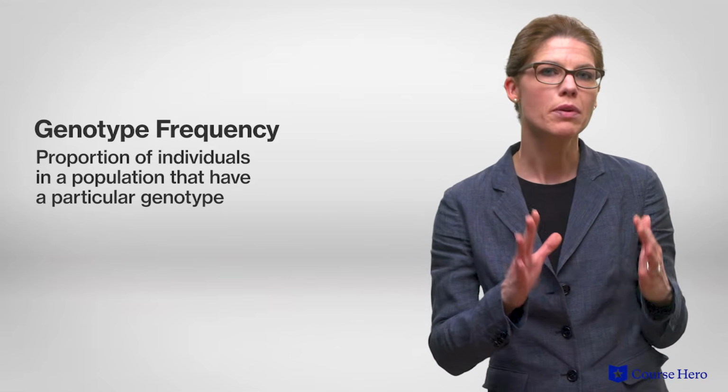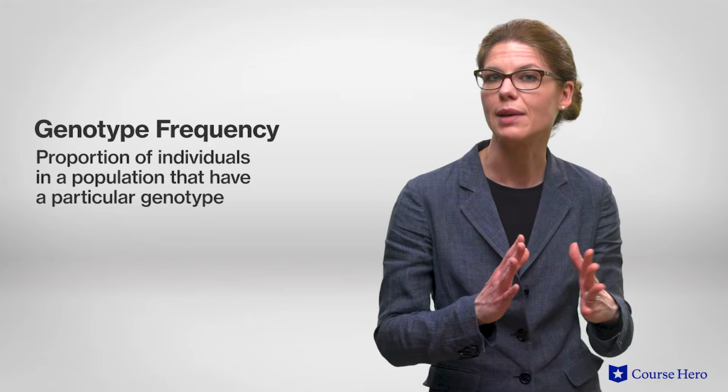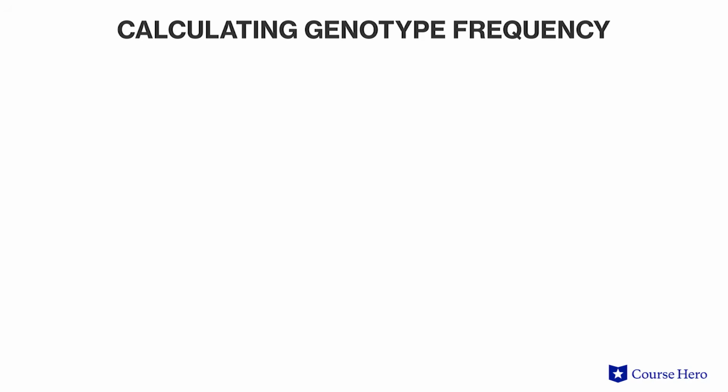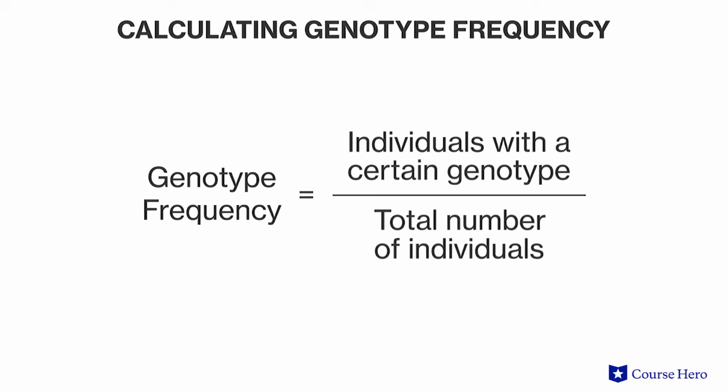Both genotype and allele frequencies are useful when describing the genetic variation in a population. Let's start by looking at genotype frequency, which is the proportion of individuals in a population that have a particular genotype. To calculate a genotypic frequency, we simply add up the number of individuals possessing the genotype and divide by the total number of individuals in the sample.